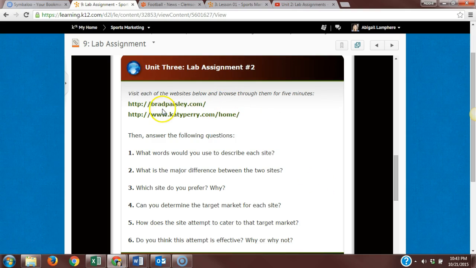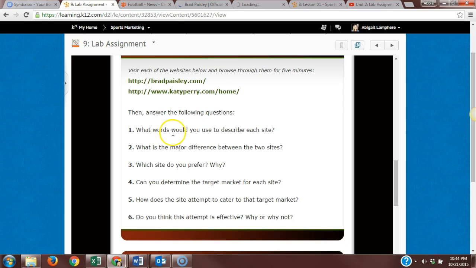For lab assignment 2, this one's fun. You get to look at each of these musicians' web pages, Brad Paisley and Katy Perry, and then answer the following questions. So this is another one. You need to make sure you're going into detail. What words would you use to describe each site?